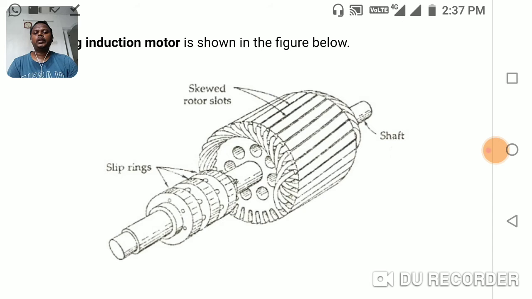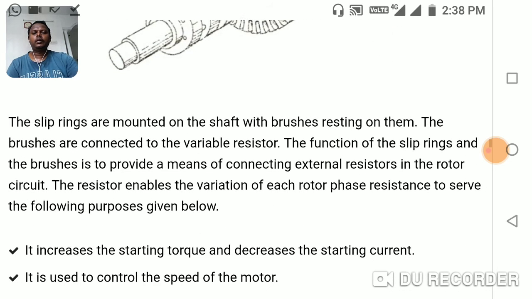As the name mentions, it has slip rings connected on the shaft, skewed rotor slots to avoid the magnetic lock, and the shaft. The slip rings are mounted on the shaft with brushes resting on them. The brushes are connected to a variable resistor. The function of the slip ring and the brushes is to provide a means of connecting external resistance to the rotor circuit. The resistor enables variation of resistance in each rotor phase to serve the following purpose.